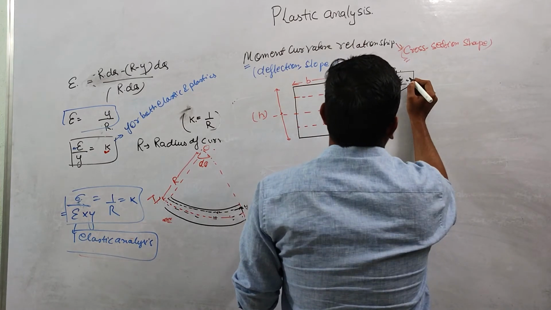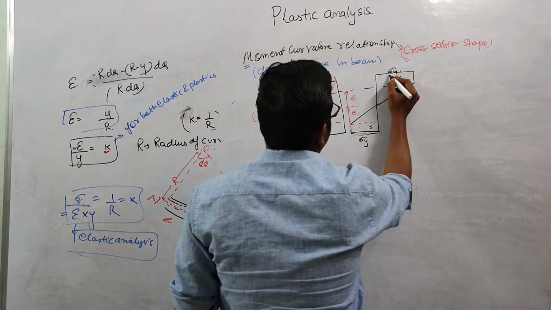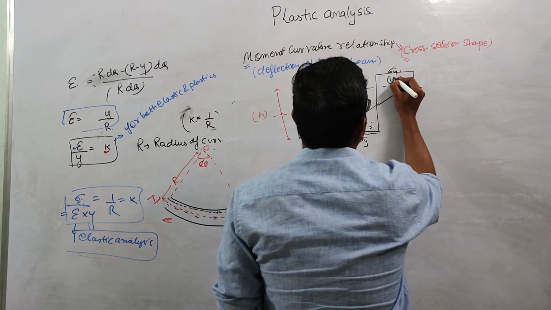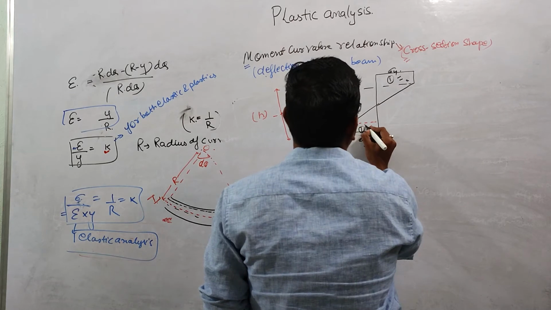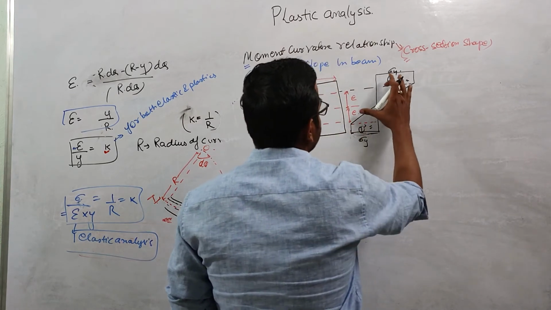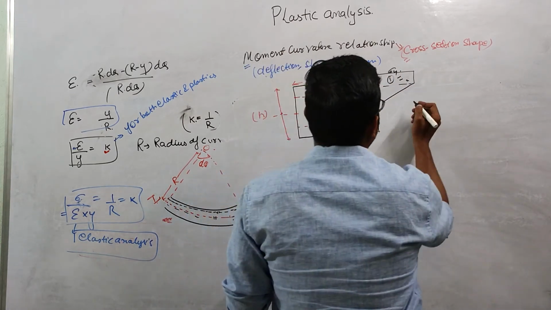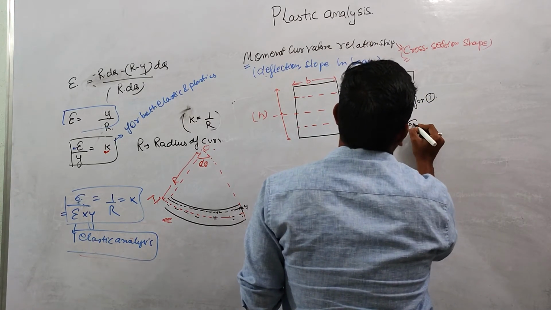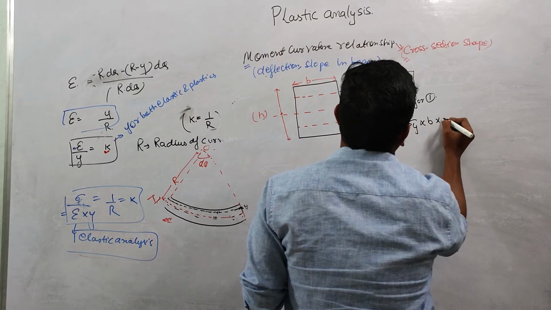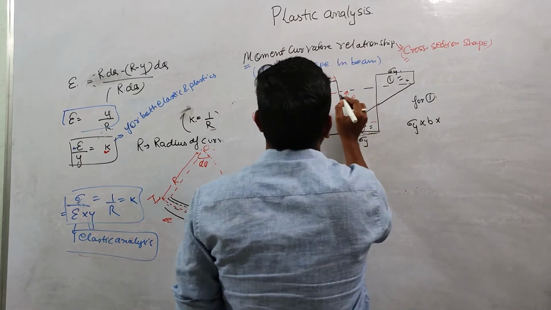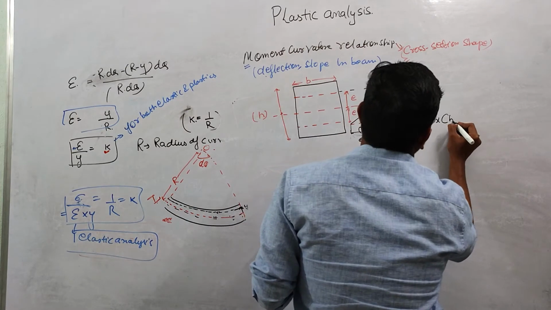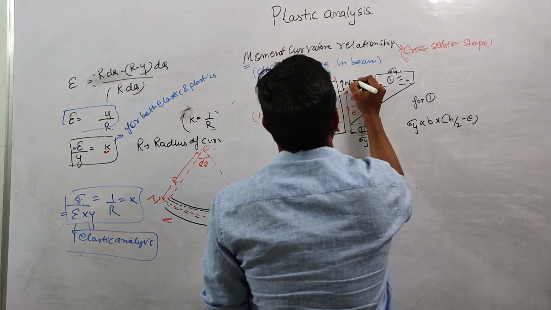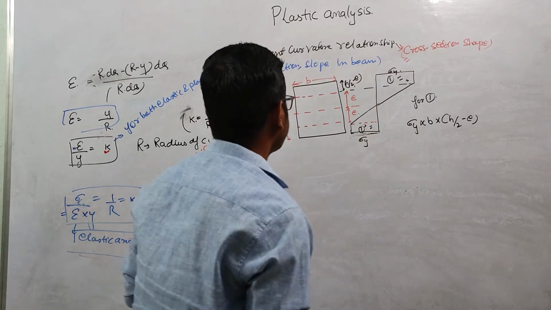We need to find one couple. Actually, the net forces in these two parts will form a couple. First we will calculate, let us suppose this is one part and this is one dash. We'll calculate the net force in this one and this one dash region. For one, this force will be sigma y into B into this distance, which will be h by 2 minus E. This distance is h by 2 minus E, right?